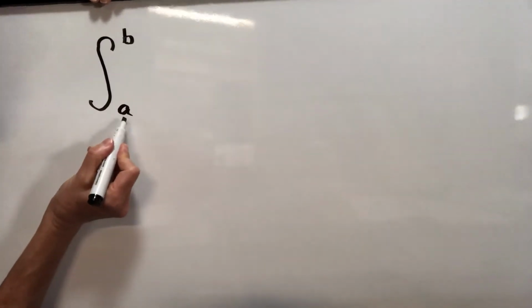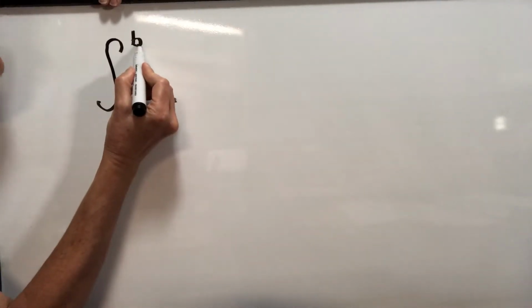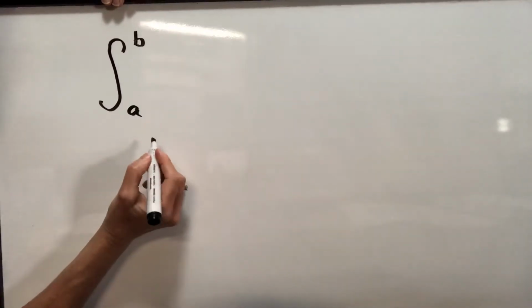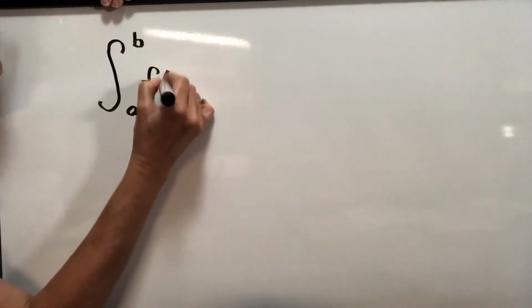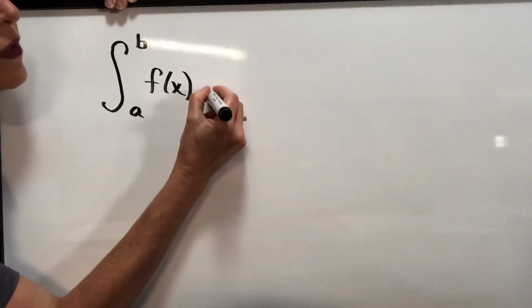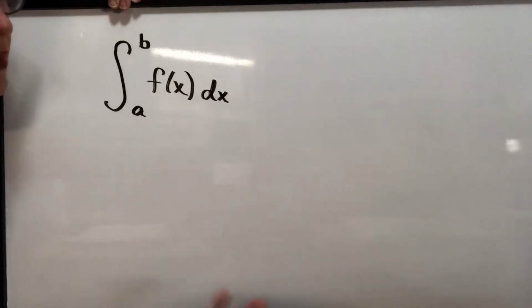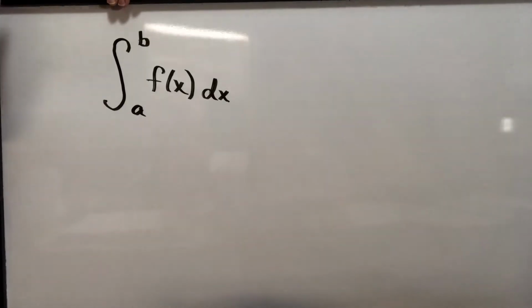You're gonna have a number here on the bottom, that's called the lower limit. And on the top, you're gonna have what is called the upper limit. And then there will be some function over to the side, that can be just any function. And then you'll see it also has dx, and that just means that the variable in that function is x.